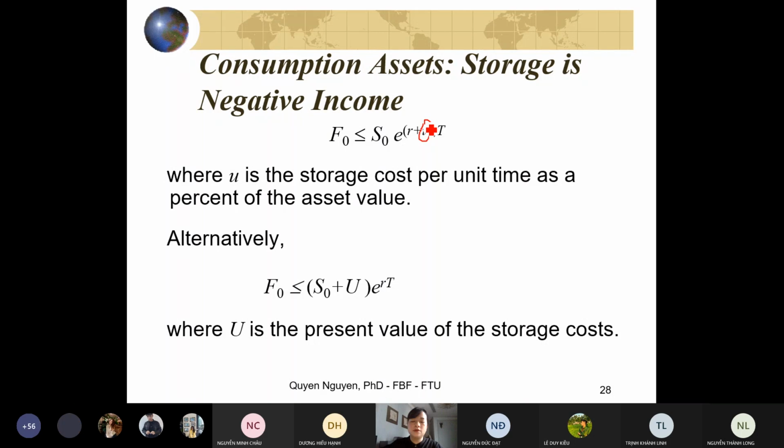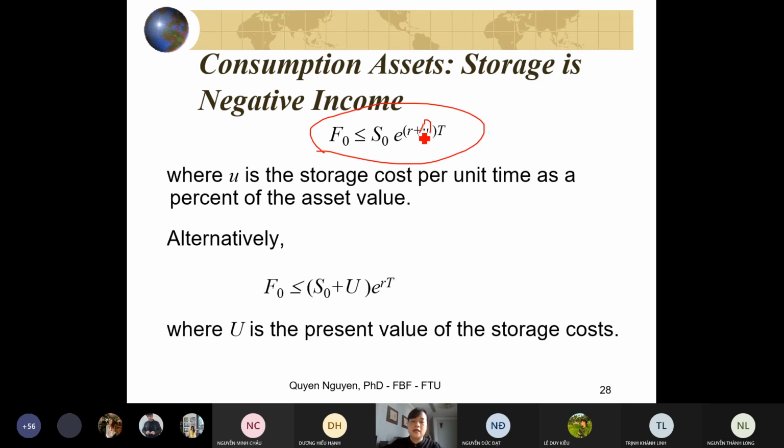cost per unit time as a percentage of the asset value. So it is expressed as a percent unit of measurement. Then we would have this formula hold: F0 will be less than or equal to S0 multiplied by e to the power of R plus U, all of them multiplied by T, right?